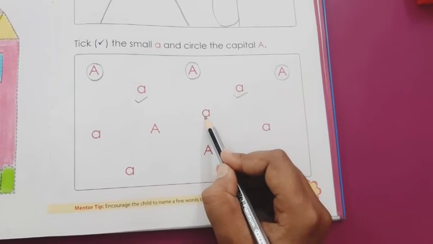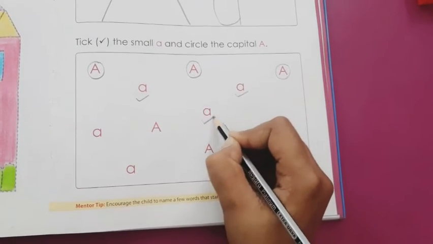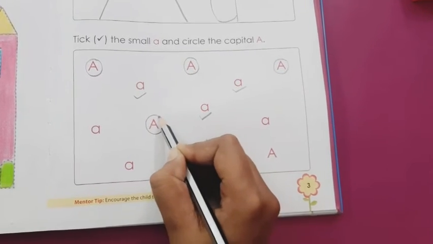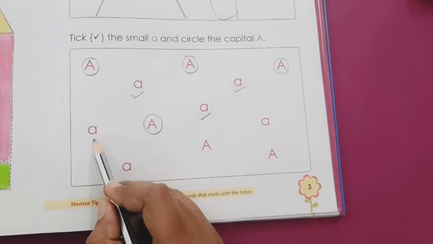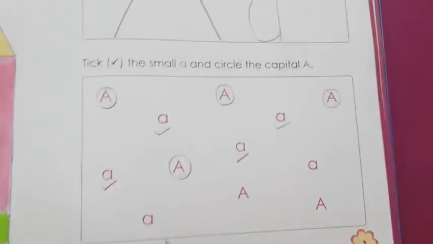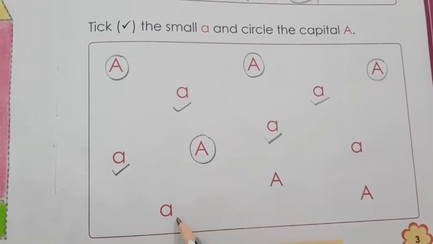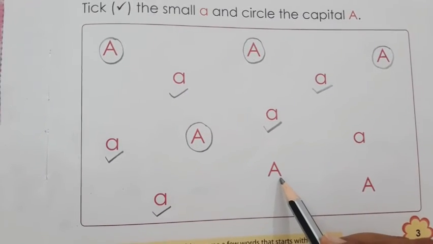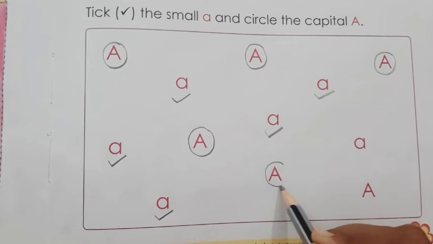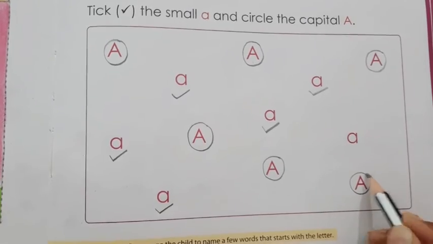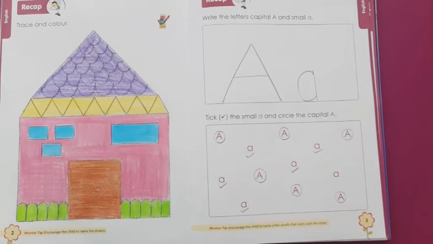Is this capital A? No, it's a small a. So we will tick it. Is this capital A? Yes. So we will circle it. Is this a capital A? No, it's a small a. So we will tick it. Is this a capital A? No, it's a small a. So we will tick it. Is this a capital A? Yes. So we will circle it. Is this a capital A? Yes. So we will circle it. And in the same way you have to complete page number 2 and 3. Fine.